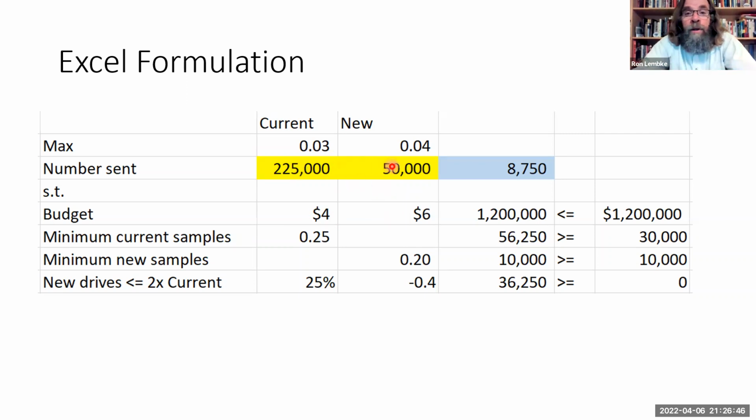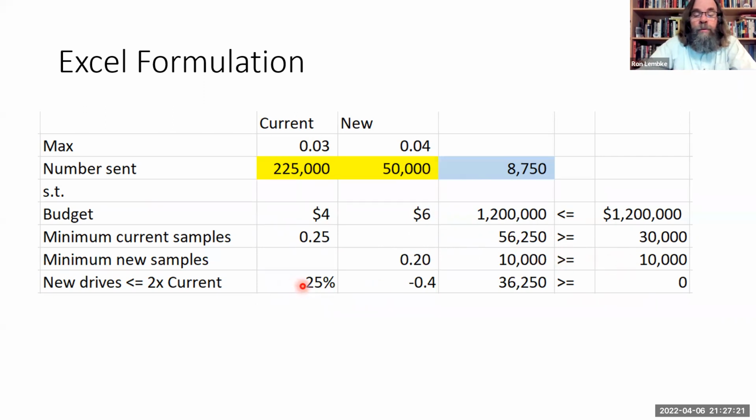The yellow boxes is where I'm going to keep track of the number of current and new customers. And then the blue box, that's the objective function. That's the number of vehicles we would expect to sell as a result of these efforts. So we have the budget constraint. 4 times 225,000 plus 6 times 50,000 is 1.2 million, which is exactly satisfying the constraint. 0.25 times 225,000 gives us 56,000, which is greater than or equal to 30,000. 0.2 times 50,000 gives us 10,000, which is greater than or equal to 10,000.